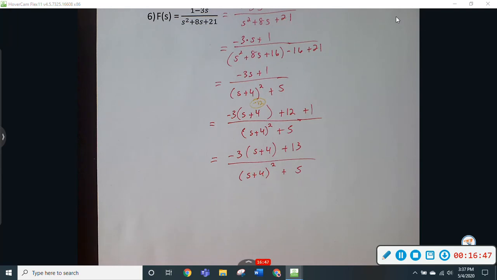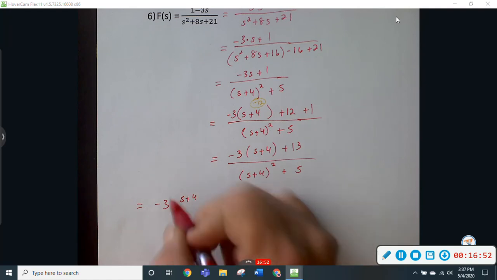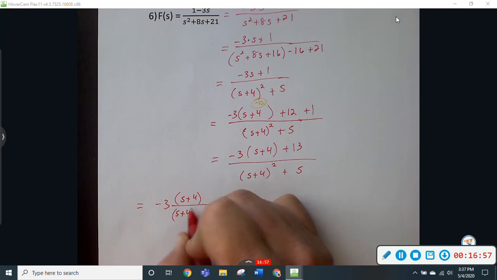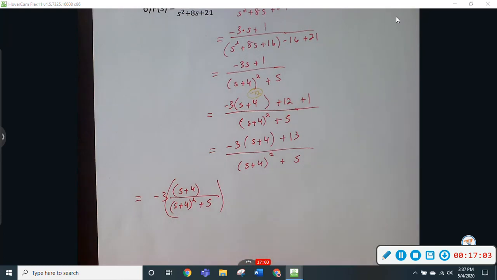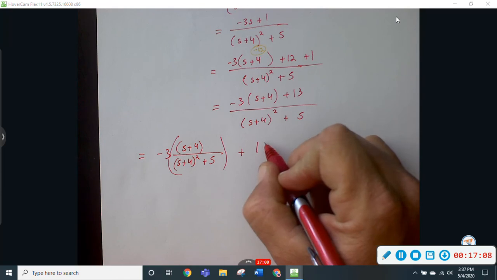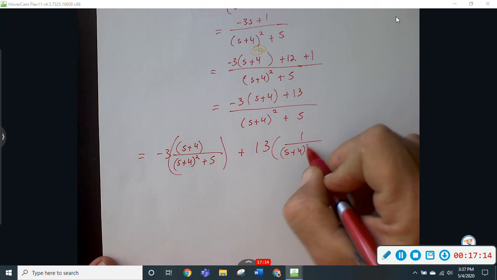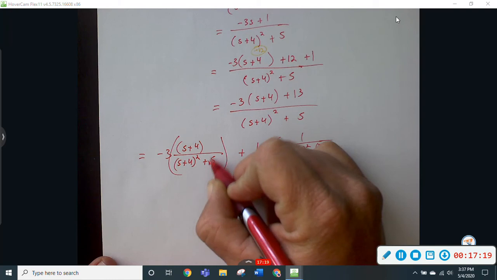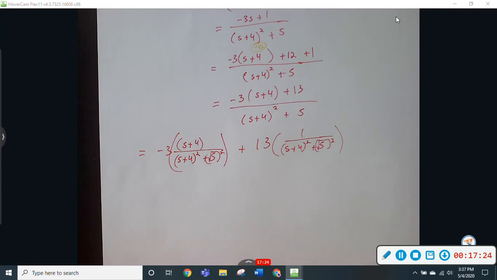Couldn't I separate this into negative 3, s plus 4? Oh, what am I doing? Oh, I put that in front. I get it. S plus 4 squared plus 5. So negative 3 is supposed to be in front. And then couldn't I put a plus 13 here times 1 over s plus 4 squared plus 5. And maybe yet square root of 5 squared. I fit that here, square root of 5 squared. All right, we're getting closer to something, I hope.